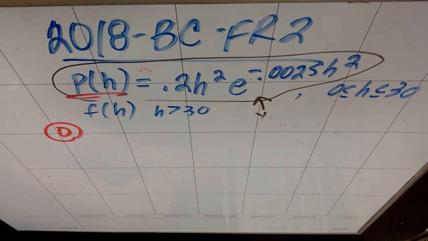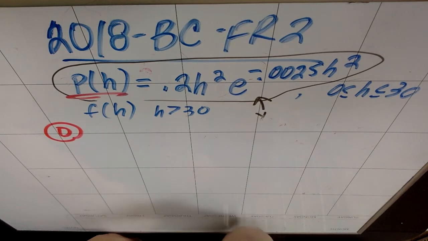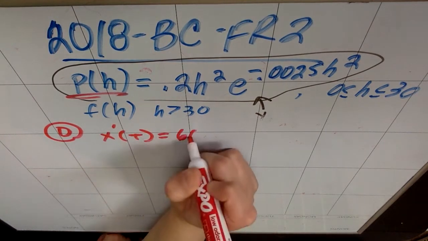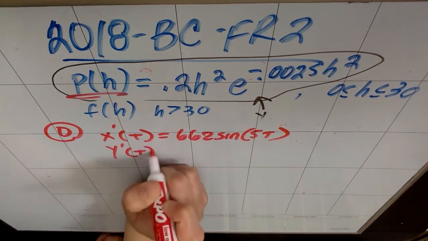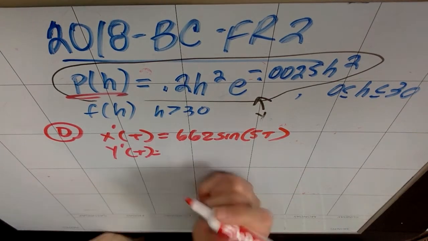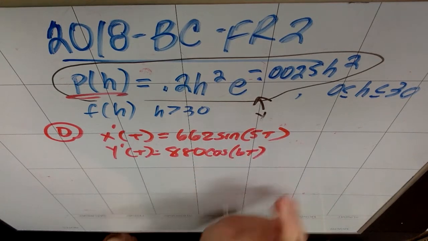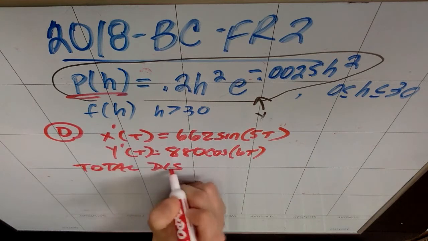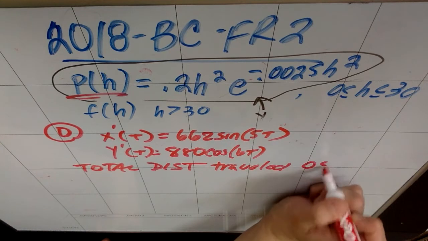The boat is moving on the surface of the sea at time t greater than or equal to 0. The position of the boat, x of t comma y of t, is given, and they give us x prime of t equals 662 sine of 5t, and they give us y prime of t equals 880 cosine of 6t, right? And then they ask us to find the total distance traveled by the boat from 0 to 1, right?